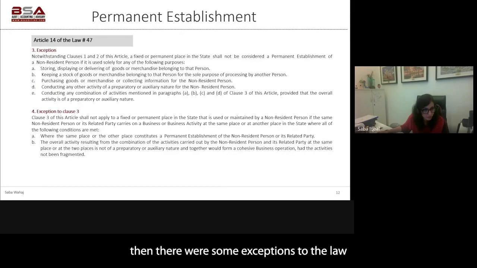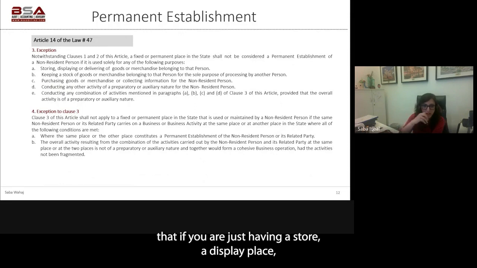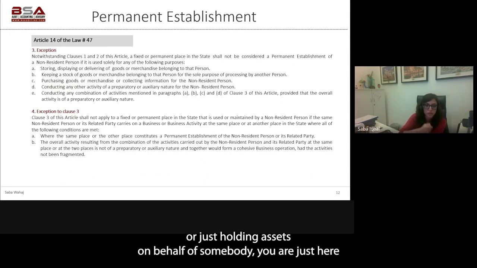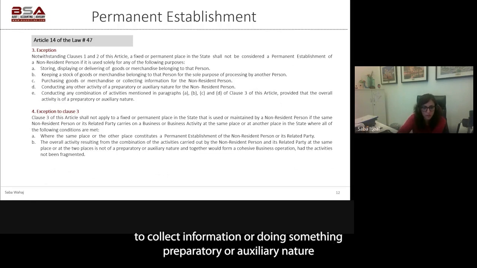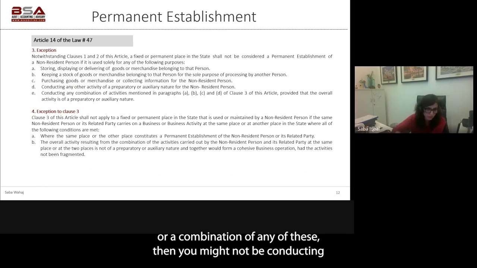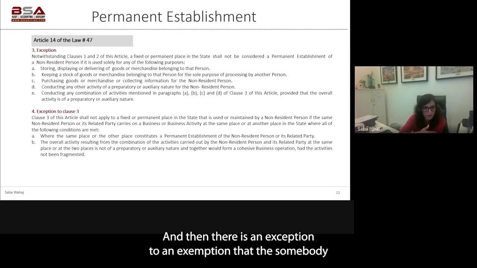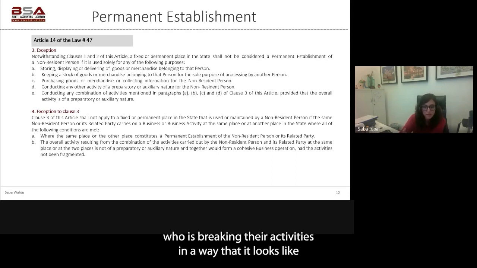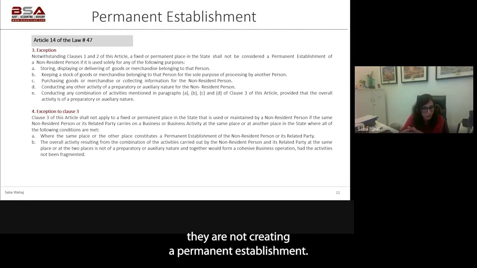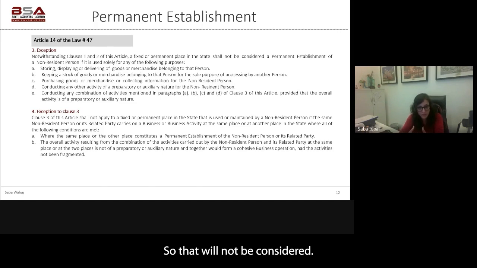Then there were some exceptions to the law: if you are just having a store, a display place, or just holding assets on behalf of somebody, or just here to collect information, or doing something preparatory or auxiliary in nature, or a combination of any of these, then you might not be conducting a business or a business activity, and you might not create a permanent establishment. And then there is an exception to an exception, that somebody who is breaking their activities in a way that it looks like they're not creating a permanent establishment, so that will not be considered.